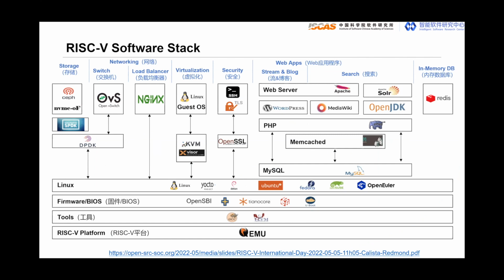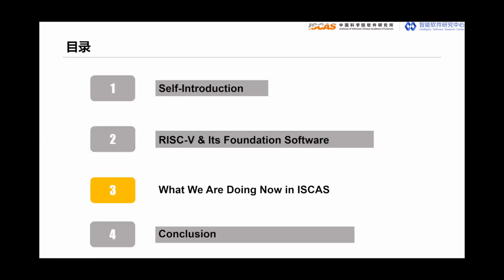Another perspective is the RISC-V software stack. We look at this software stack from development to runtime. We can see that RISC-V has many tools like GCC, LLVM, and QEMU, and we also have many open source firmware and operating systems like Linux. So this software stack can enable many applications in the RISC-V ecosystem.